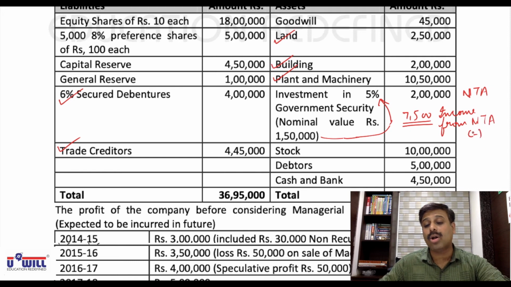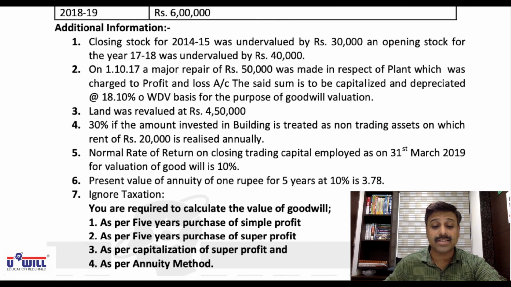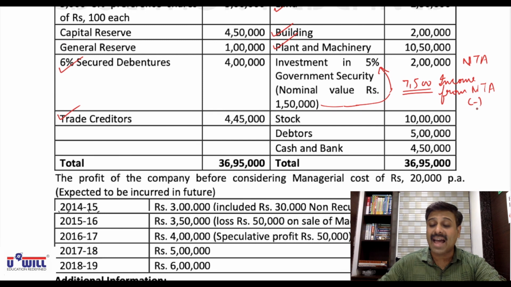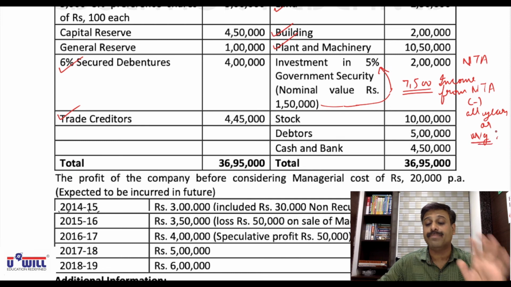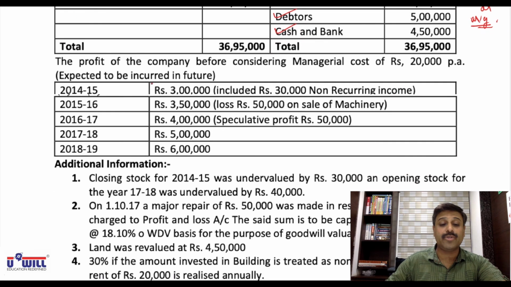Okay, either you minus it in all the years or you directly minus it from the average. The tax rate is to ignore taxation, so you can directly even minus it from the average profits. Okay, if you don't minus it from all the years and directly minus it from average profits, then also your answer will come correct. Either way, your answer will come the same. Okay, stock is 10 lakhs, trade asset, debtors are 5 lakhs, trade asset, cash in bank is 4,50,000, trade asset.